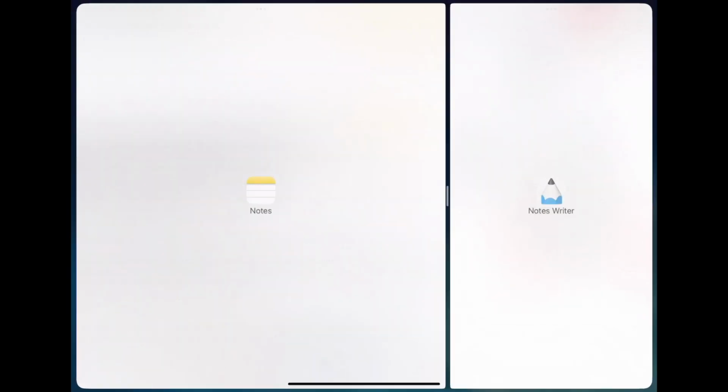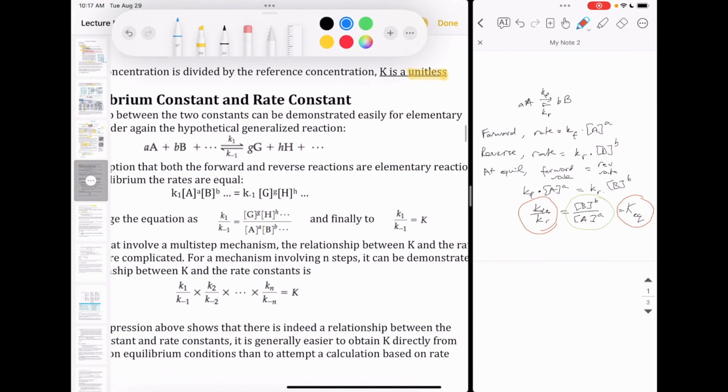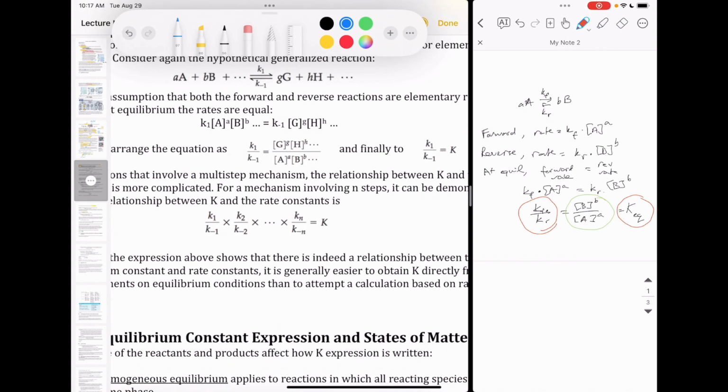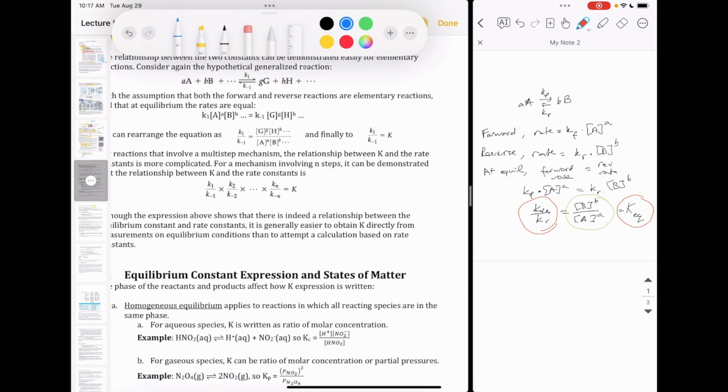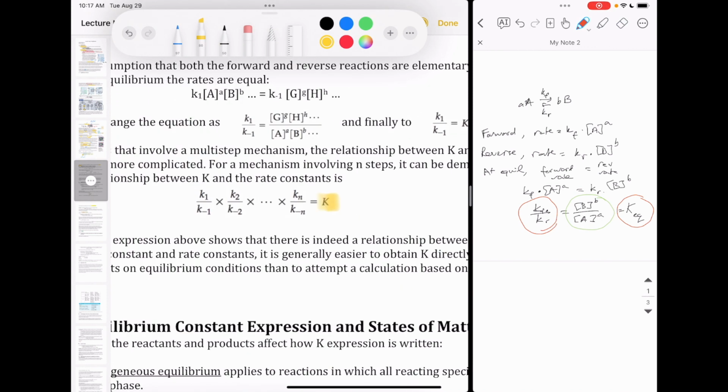That relationship is quite useful because then we can use it to calculate one of the constants if we need to. Now, this works not just for one step, but it works for multiple steps as well. You can show that the equilibrium constant is the same as the product of multiple ratios of rate constants. Each one of them is the forward over reverse. So this is the forward over reverse rate constant for step 1, forward over reverse rate constant for step 2, and keep going until you have step n. And if you multiply all of them together, you get the equilibrium constant.